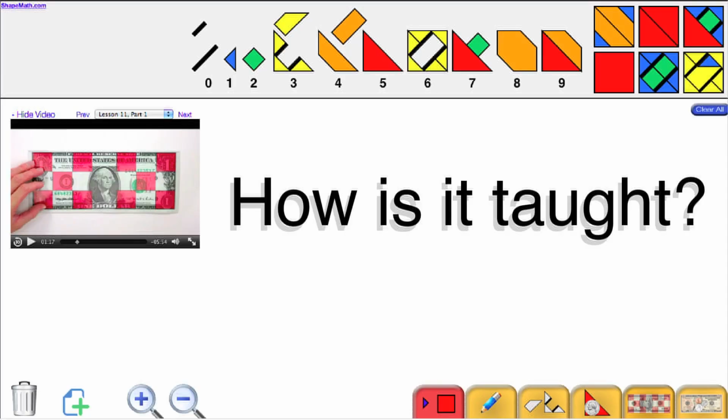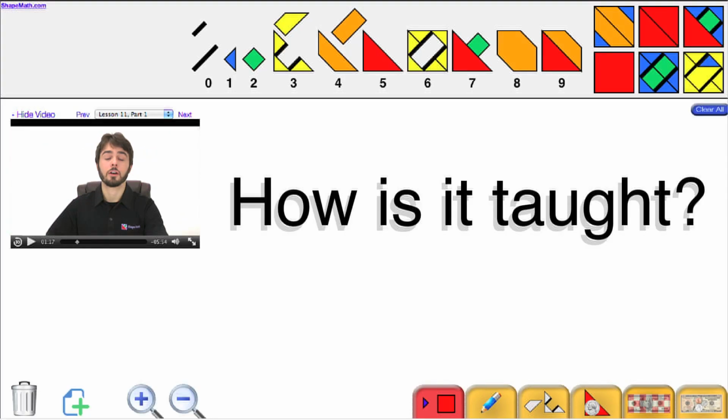How is the system taught? Shape Math is taught through a series of video lessons that guide the student through the program. When you purchase a Shape Math subscription, you get over 14 hours of video lessons that stream right along with the web application. The video lessons allow the student to teach themselves independently and to go at their own pace.